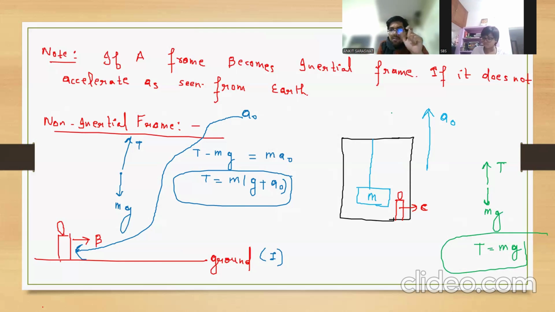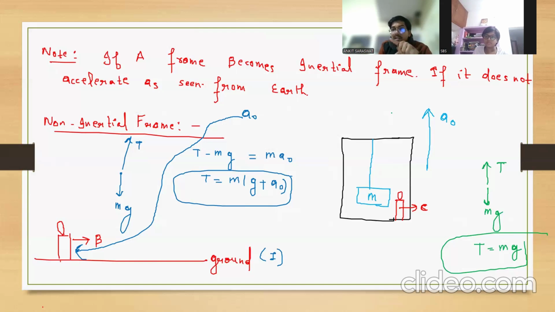The same string is giving a different result in the lift, and the same string is giving a result according to the person on the ground. So what's going on? What is wrong? The wrong is that there are two observers. One is standing on the ground. One is in the moving lift. They have different frames of reference. Clear? Understood? So both the observers B and C have different frames of reference. For observer B, it is ground. For observer C, it is lift.